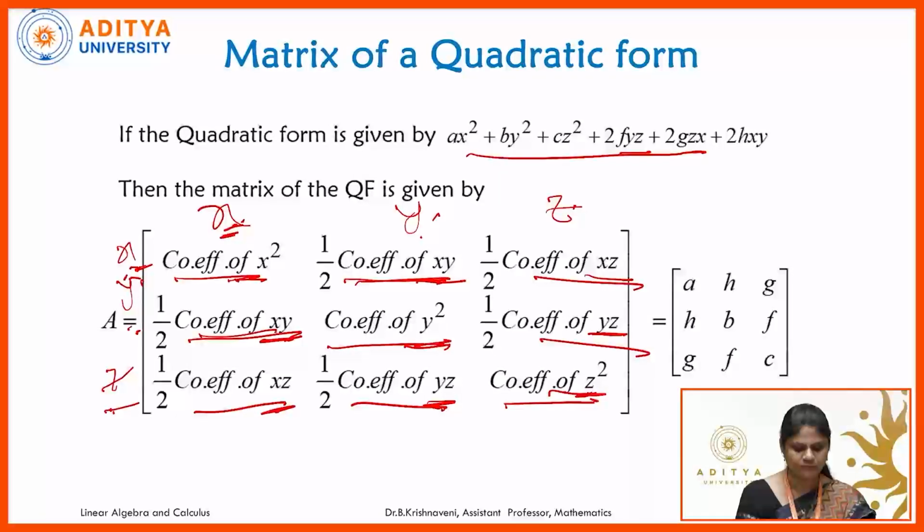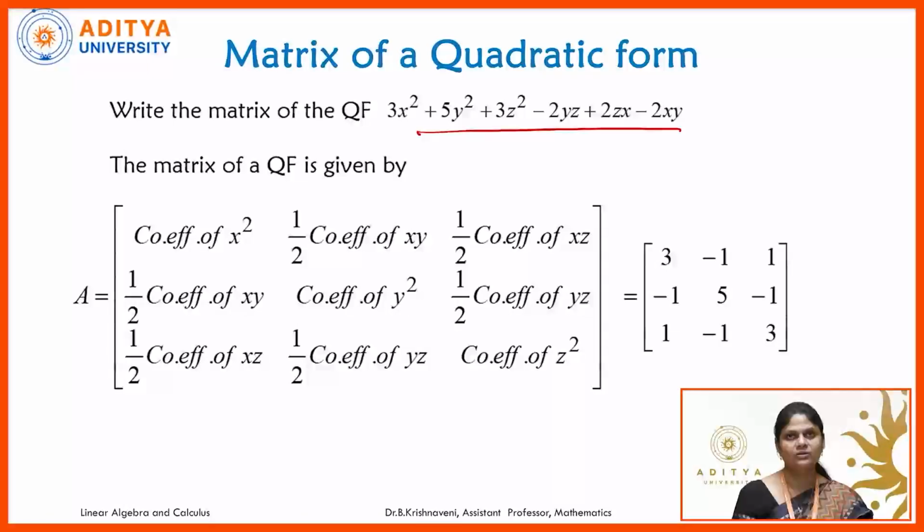The xy coefficient by 2, the xz coefficient by 2, similarly the yz coefficient by 2. So finally, we get the coefficient of x square, a; the coefficient of xy by 2, that is 2h by 2, h; the coefficient of xz by 2, 2g by 2, that is g. Here again the coefficient of xy by 2, h; the coefficient of y square, b; the coefficient of yz by 2, 2f by 2, that is f; the coefficient of xz by 2, g; the coefficient of yz by 2, 2f by 2, which is f; and here the coefficient of z square, that is c.